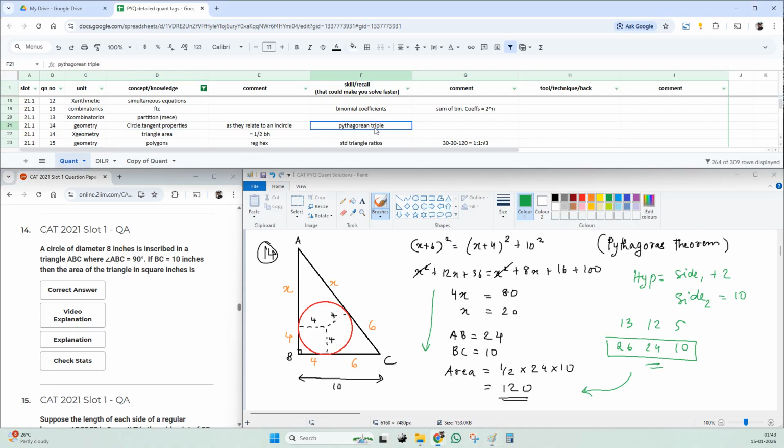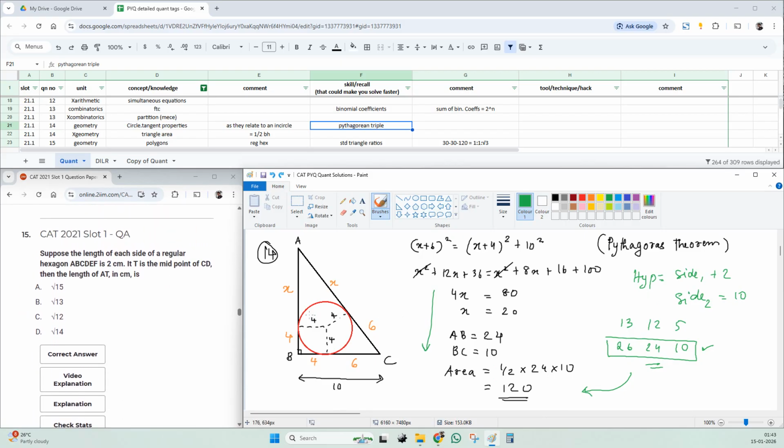Most competitive exam questions built around right triangles will use the common Pythagorean triples. Just learn the first few primitive Pythagorean triples and use their multiples. You might see that the question is based on one of them, and it will help you bypass the rigorous algebra that enables us to find the sides. So that's question 14.